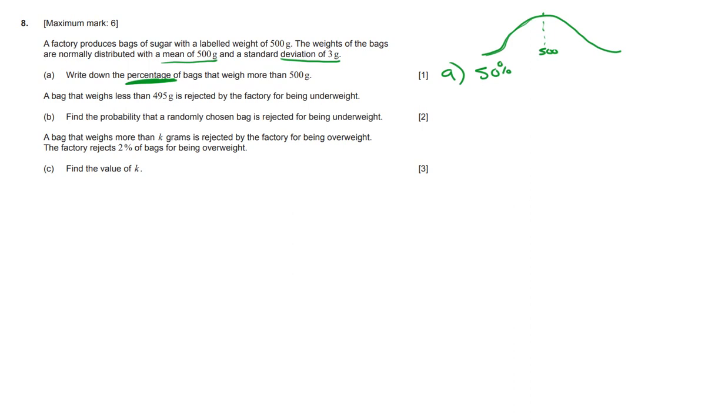Now, part B says a bag that weighs less than 495 grams is rejected by the factory for being underweight. Find the probability that a randomly chosen bag is rejected for being underweight. Now, if this happened to have, like this is minus 3 grams and plus 3 grams for each of our little standard deviations here, we could do it if you had memorized all these percentages, which most of you probably won't, and I wouldn't blame you, I wouldn't either. But since this is not an exact multiple of 3 off of the 500 grams, we'd have to plug it into our calculator anyway.